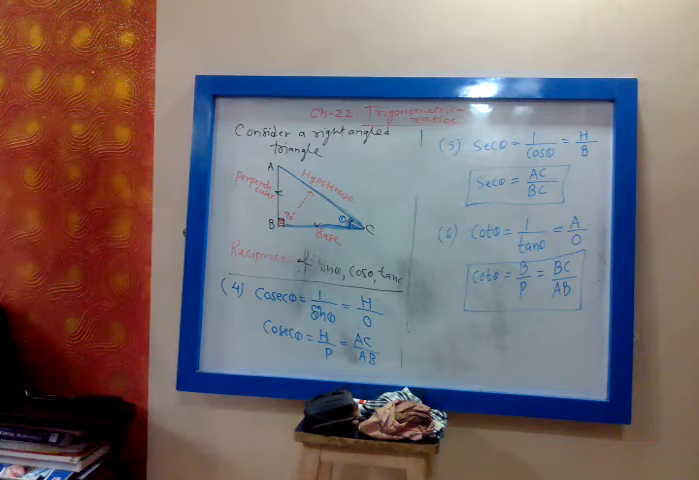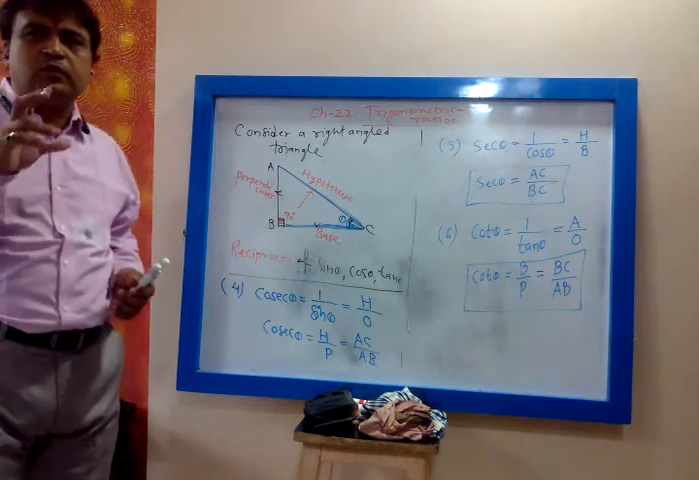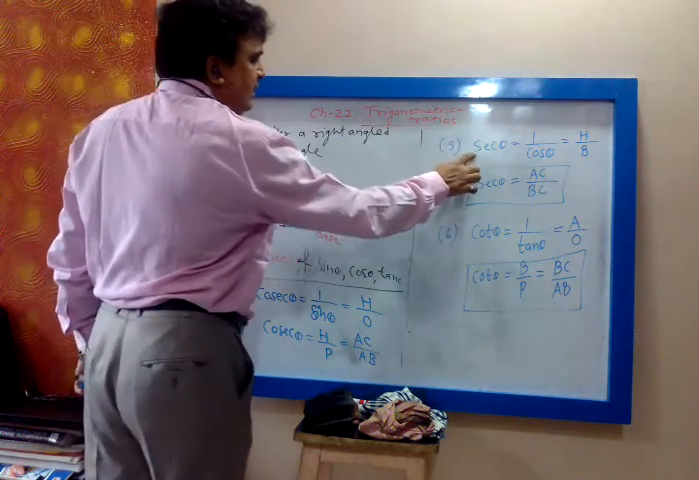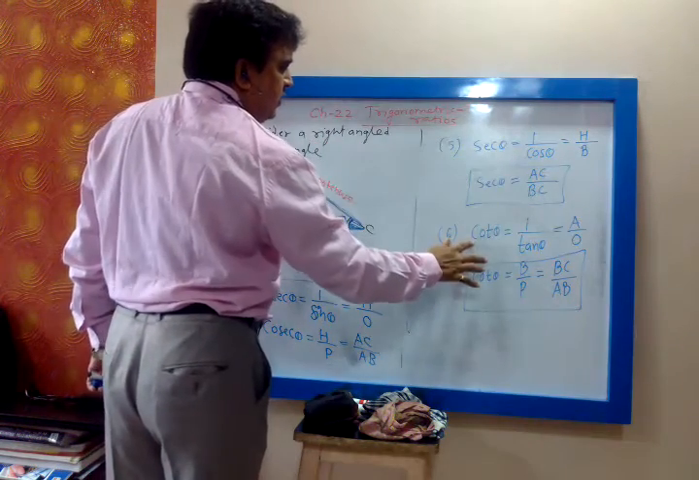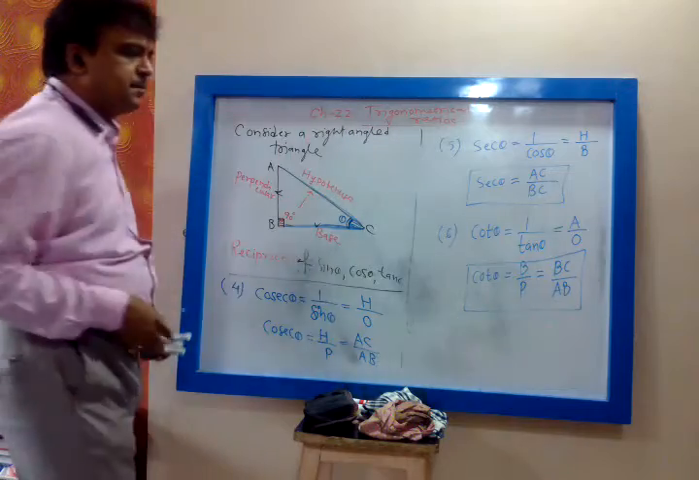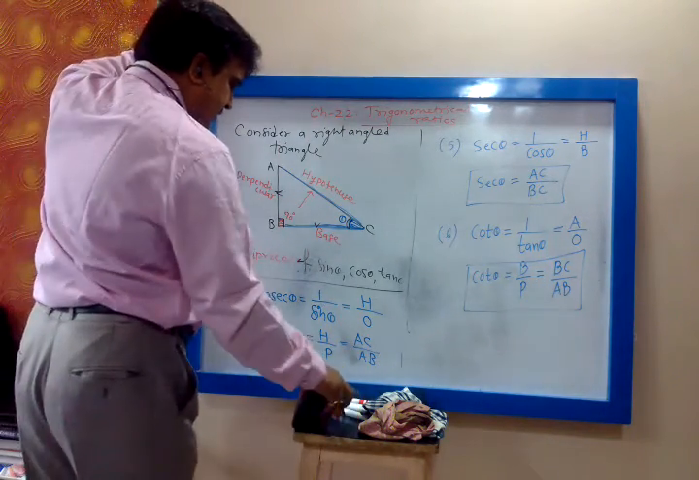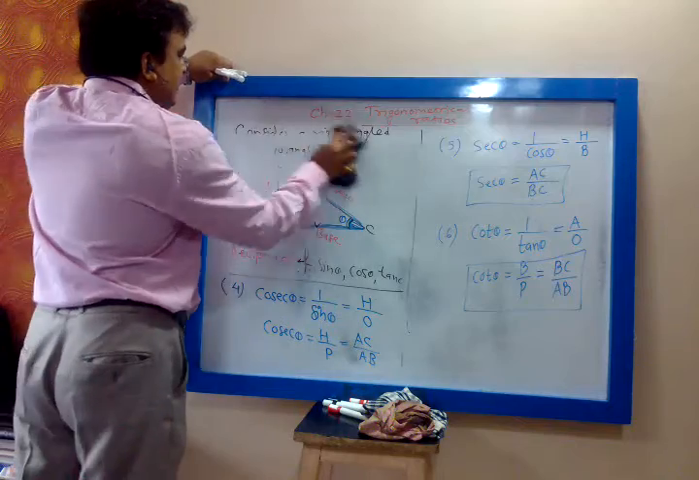Sin theta, cos theta, tan theta you remember. Then for reciprocals, cosec is reciprocal of sin, sec is reciprocal of cos, cot is reciprocal of tan. So this thing you have to remember. Okay.